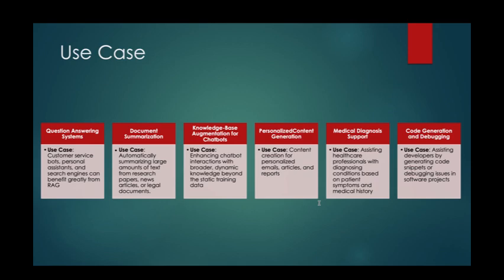Code generation and debugging. In this, the use case is assisting developers in generating code snippets or debugging issues in software projects. How does it work? RAG can retrieve code from open source repositories or internal documents to assist in coding tasks. It can also generate explanations or suggestions based on the specific coding problem.